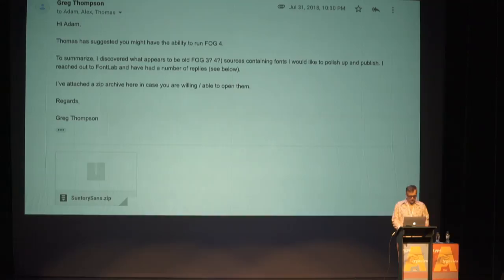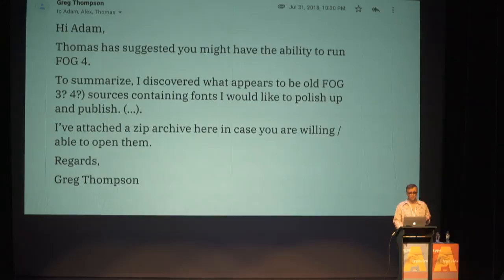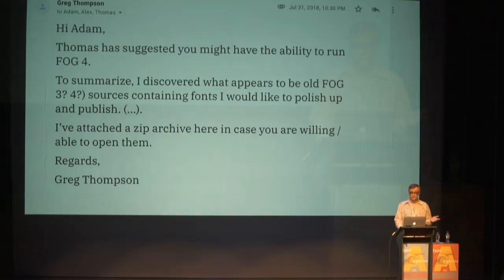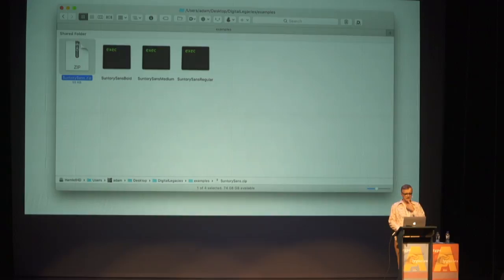So about 6 weeks ago, I got this email from Greg Thompson, who is a type designer with Type Network, and he asked me whether I could help him revive an old project that he made in around 1990. He has some files probably made in Fontographer 3 or 4, but cannot run these tools, so maybe I could help him out. And I thought, well, yeah, I like doing these things. So I opened his zip, and there were these three files. And I thought, well, it's hard to tell what format that is.